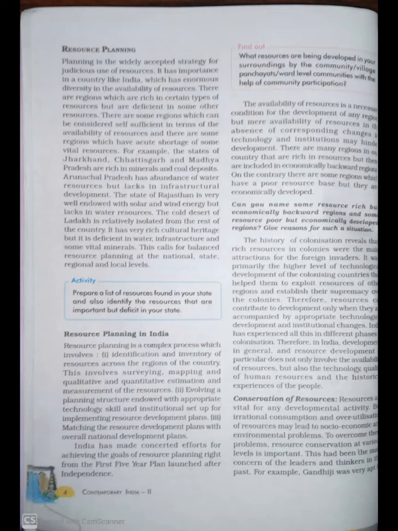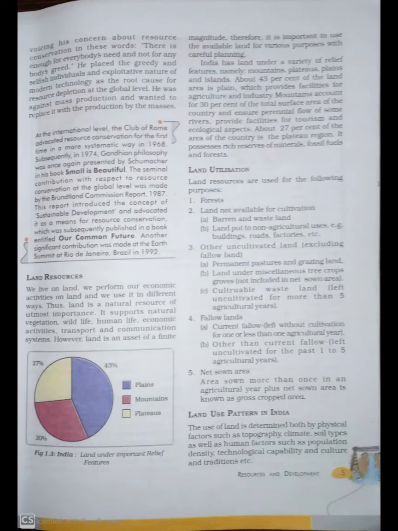For example, Gandhiji was very apt in voicing his concern about resource conservation in these words: there is enough for everybody's need and not for anybody's greed. He placed the greedy and selfish individuals and exploitative nature of modern technology as a root cause for resource depletion at the global level. He was against mass production and wanted to replace it with the production by the masses.